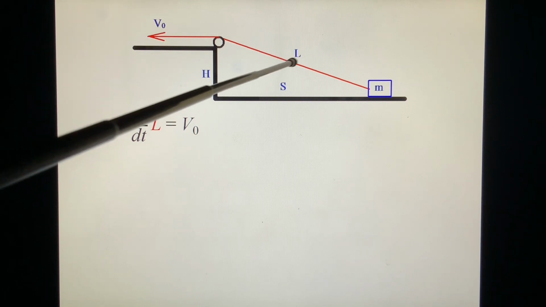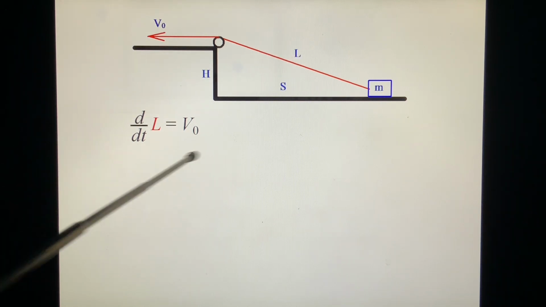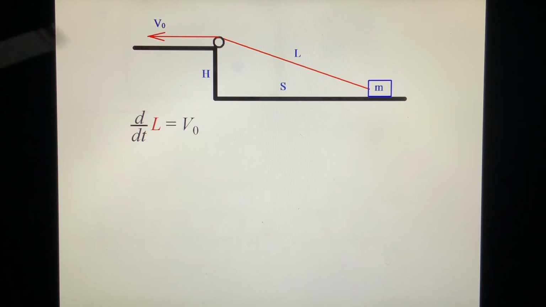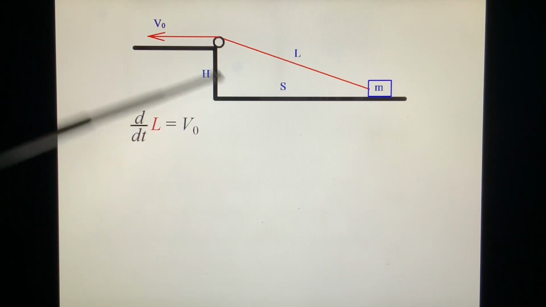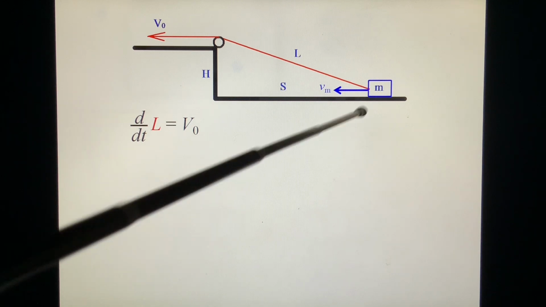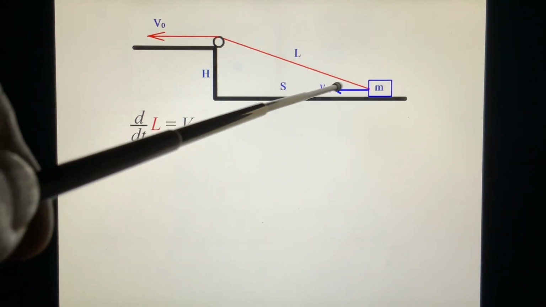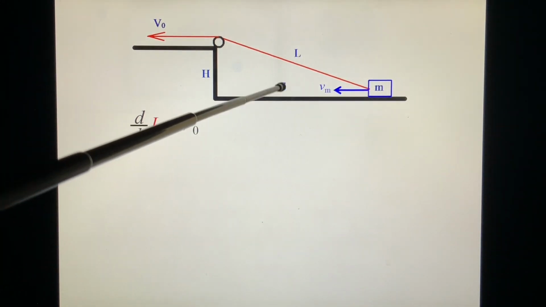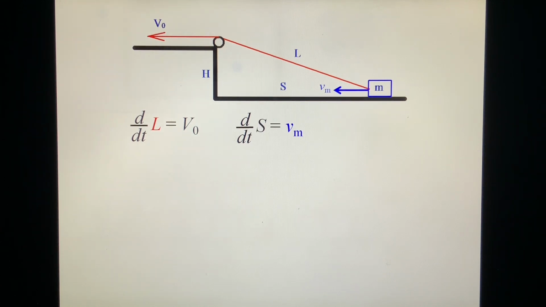V0 equals dr/dt. I have explained it before, right? Velocity is the speed, distance per unit time. If this goes 1 meter, this is short 1 meter. So dr/dt equals V0. And the block moves with Vm, Vm equals ds/dt. Right? Yeah, correct, ds/dt.